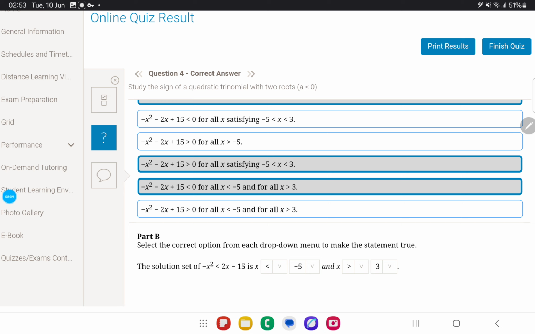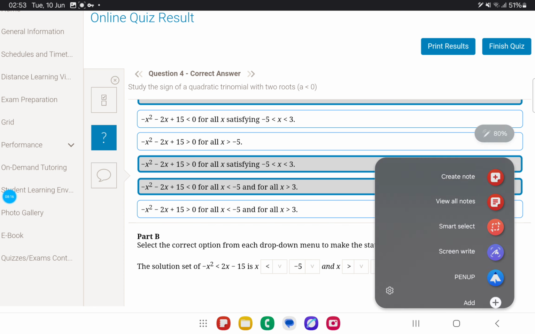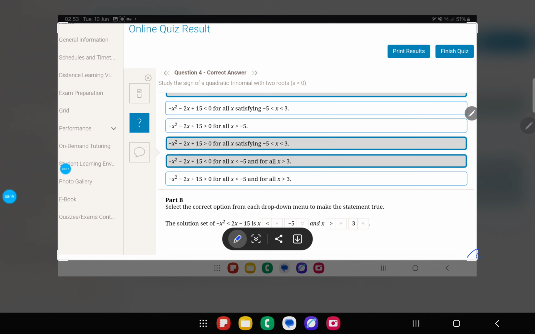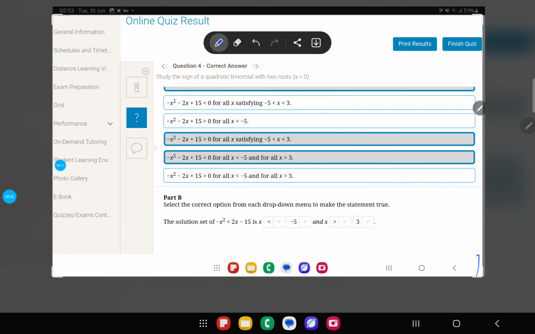Now for part 3, the solution set of -x squared less than 2x minus 15 is okay. So let's do this. They gave us 1 minute to have more space. They gave us -x squared less than 2x minus 15. Okay, so you're just gonna flip it to the other side. You're gonna put -x squared minus 2x plus 15 less than 0. Okay, so it's asking for less than 0. We already have it in one of the options. Less than 0 is x less than -5 and x greater than 3. And yeah, we have that, x less than -5 and x greater than 3.